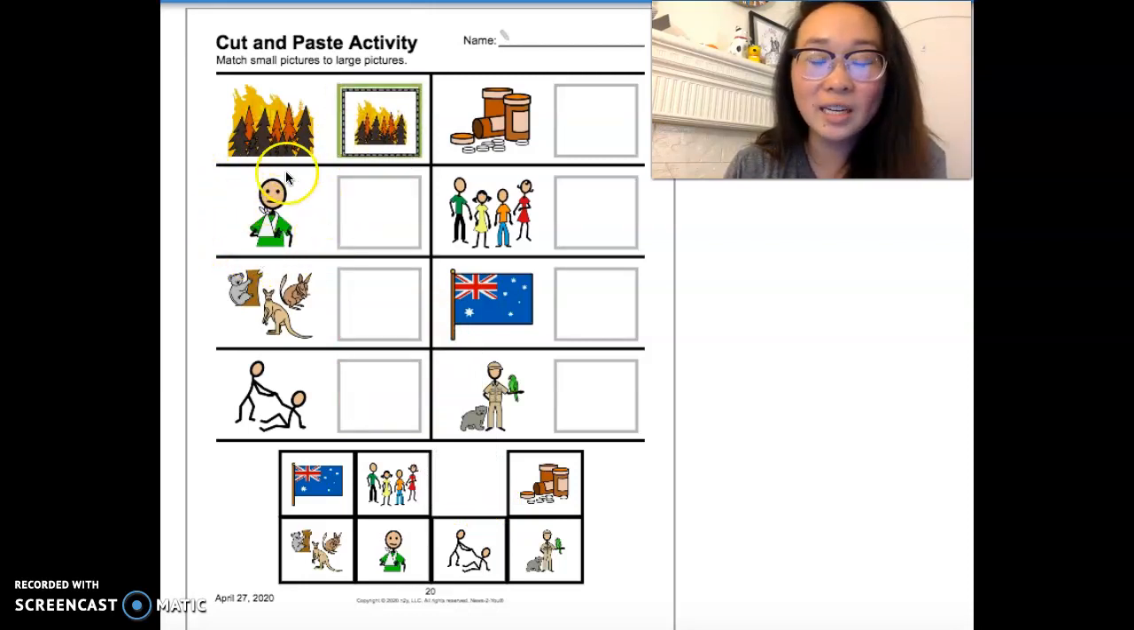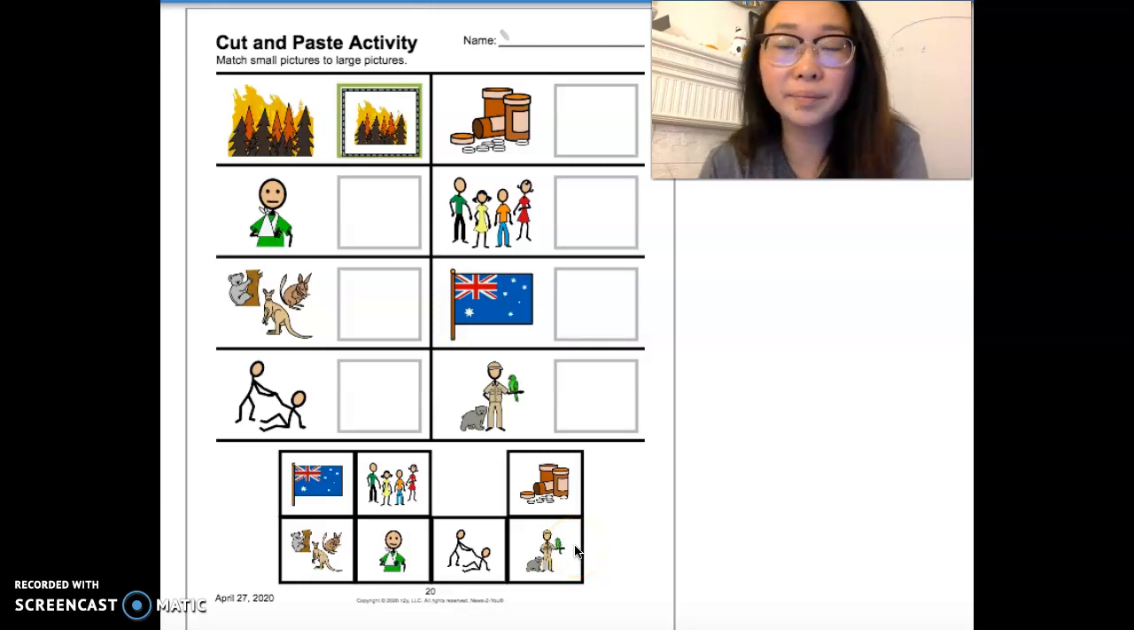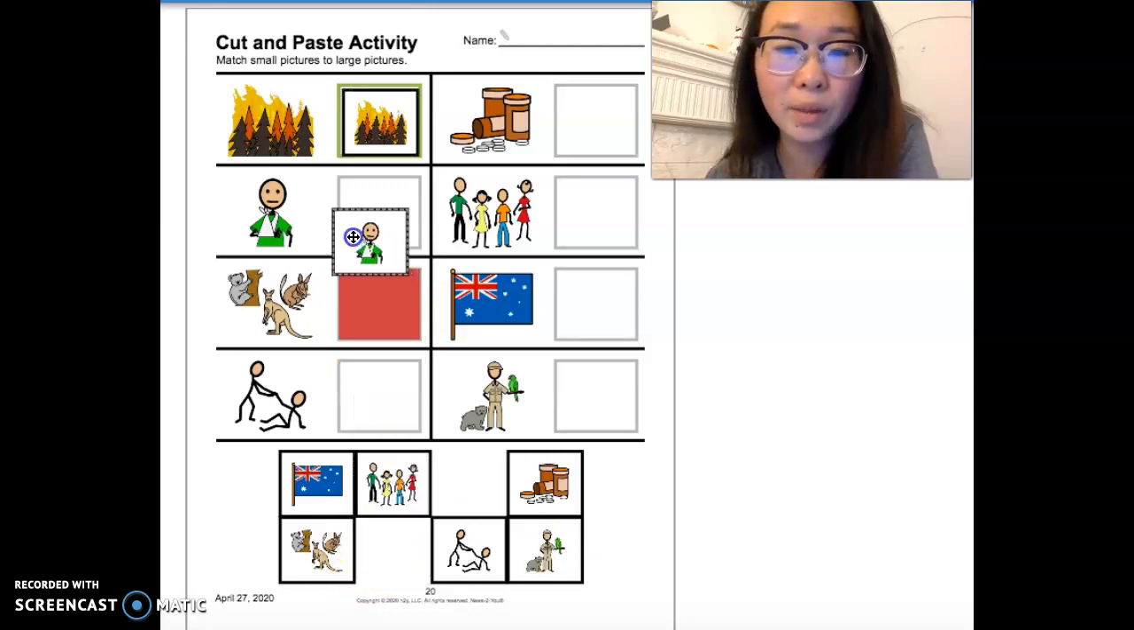Our next icon is a boy that has a broken arm. Maybe he needs help because he broke his arm, right? So, broken arm, which icon can you match with that is a boy with a broken arm? I see it. He's wearing a green shirt. The boy with the broken arm.